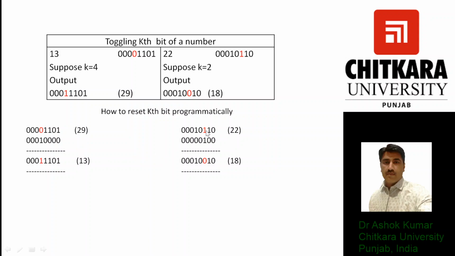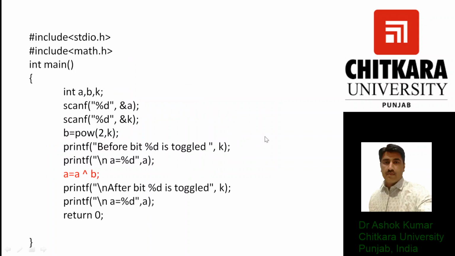So next, this number is 22. If you want to toggle it, we need this number, and you have to XOR these two numbers and you will get the result. The most important point is that you will get a number that is 2 raised to power k. We are getting that number in variable b using the power function.